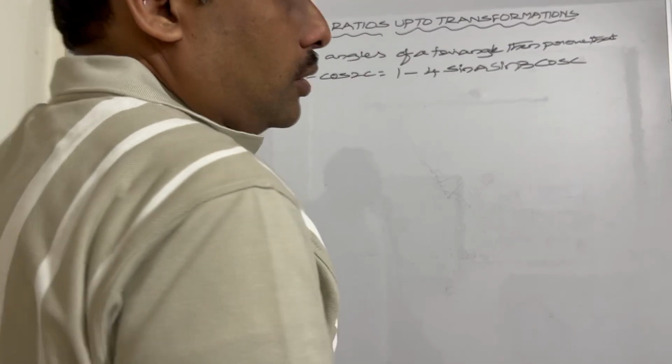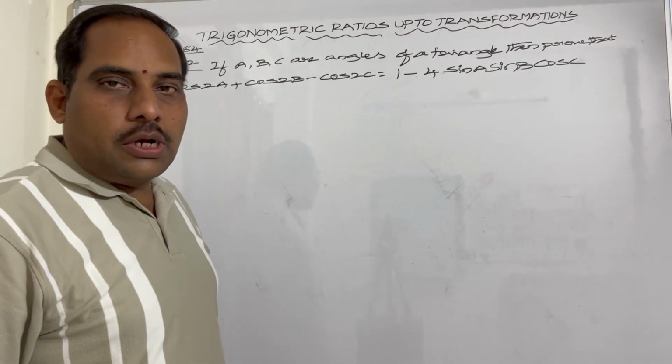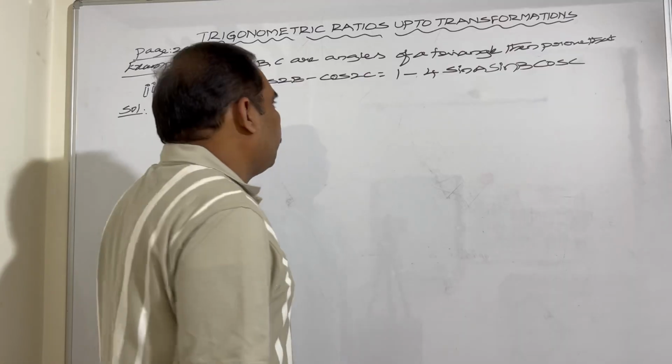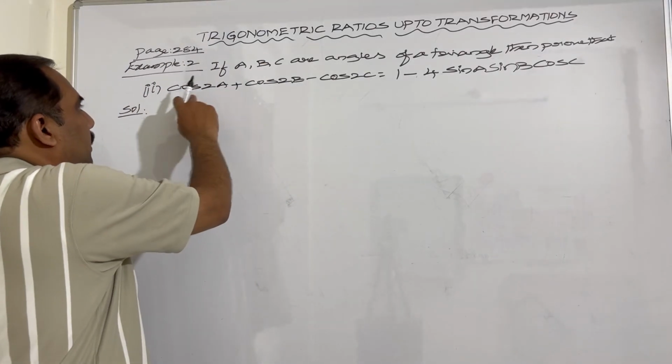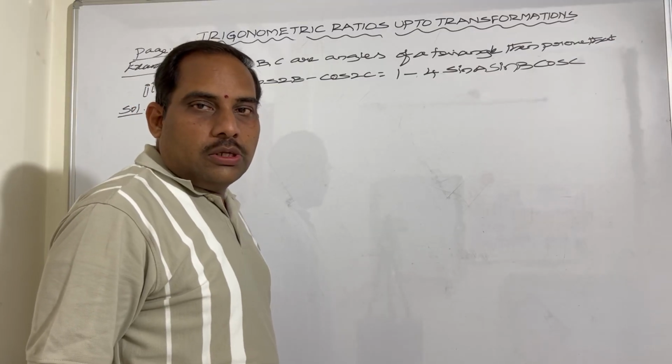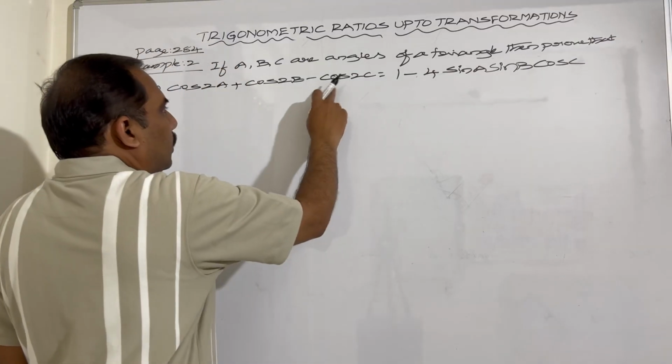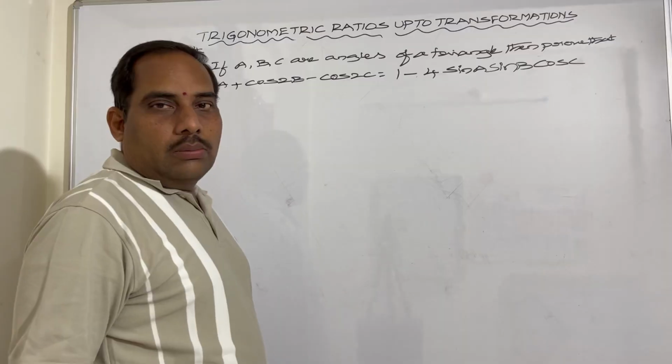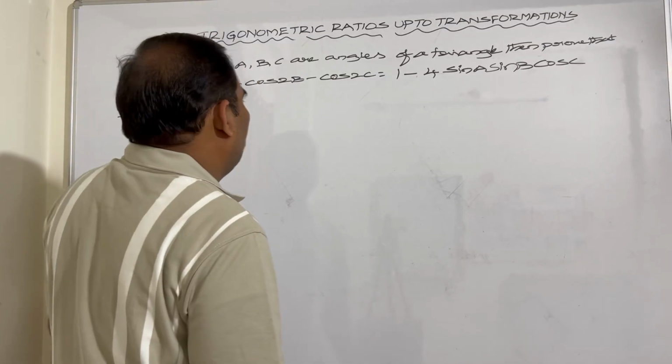So in this video we are going to discuss trigonometric ratios up to transformations, example 2. In the second bit of example 2, if A, B, C are angles of a triangle, then prove that cos 2A plus cos 2B minus cos 2C is equal to 1 minus 4 sin A sin B cos C.